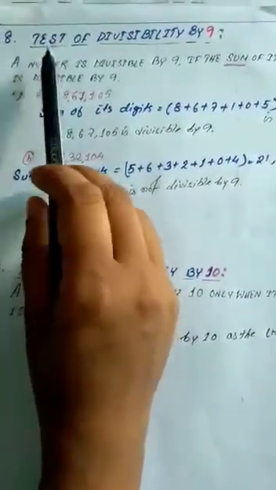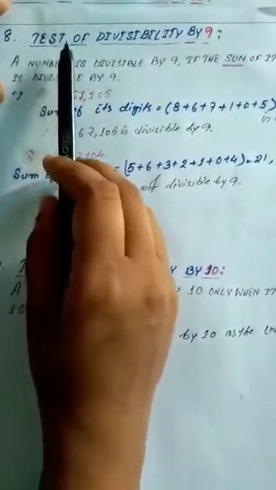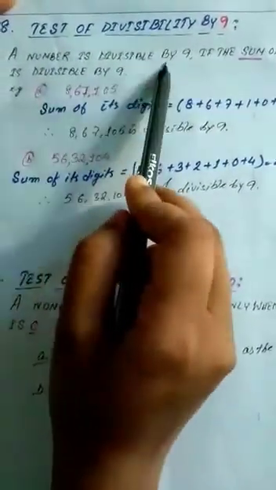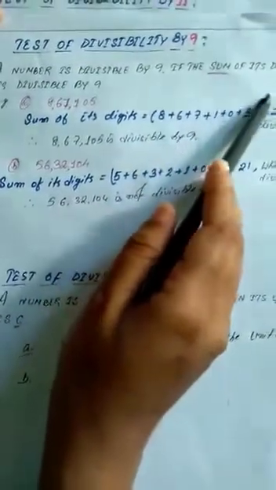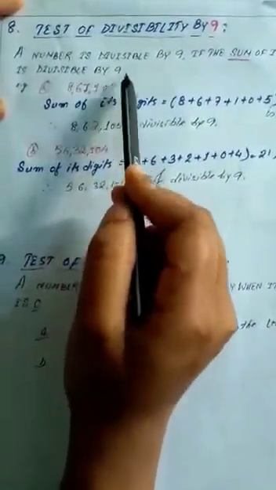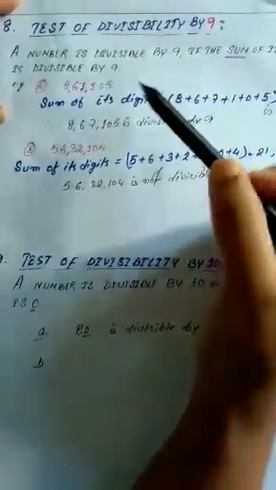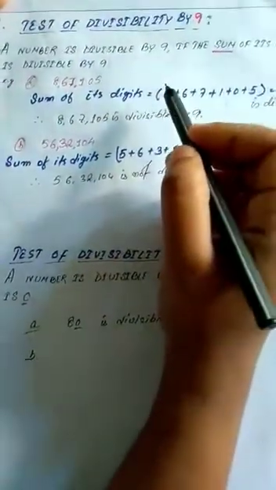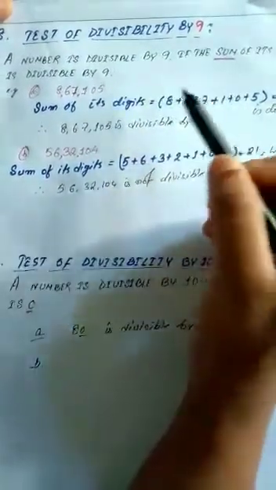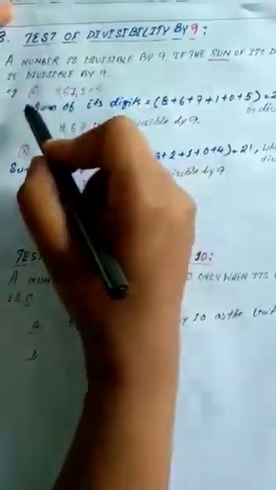A number is divisible by 9 or not, we'll check like this. A number is divisible by 9 if the sum of its digits is divisible by 9. Okay children, the way we have done the test of divisibility by 3, in the same way we have to do the test of divisibility by 9 also.